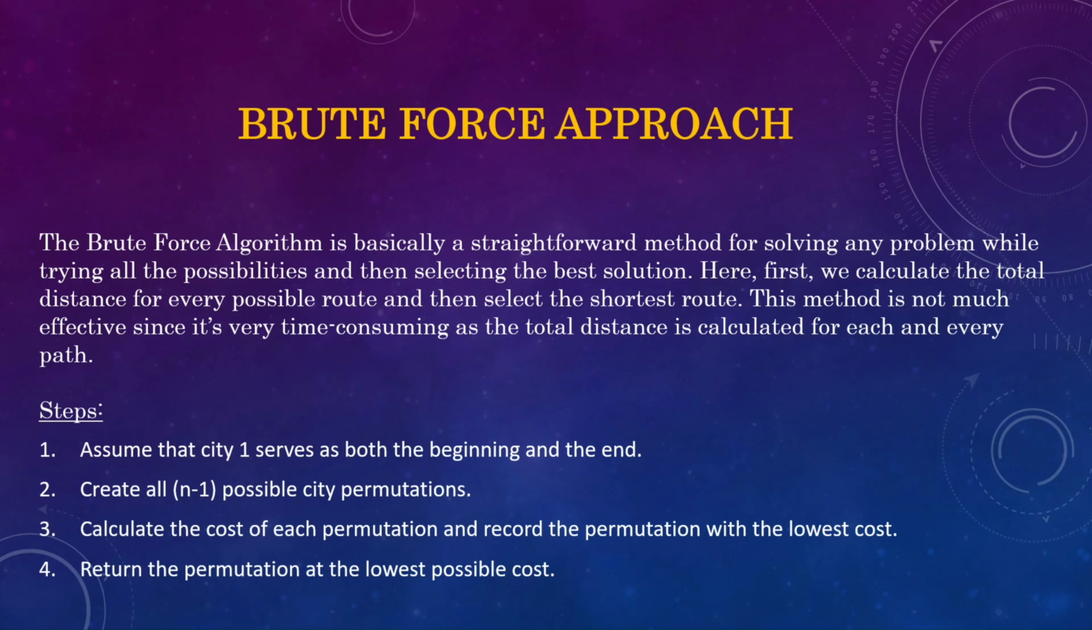The second approach is the brute force algorithm, or the naive approach. In general, it is a straightforward approach to solve any problem that involves exploring all the options before picking the best one. Here, for the traveling salesman problem, we first determine the overall distance for each potential route before choosing the shortest one. This method is not particularly efficient because it is time consuming to calculate the total distance for each and every path. The algorithm for this approach is stated as well.